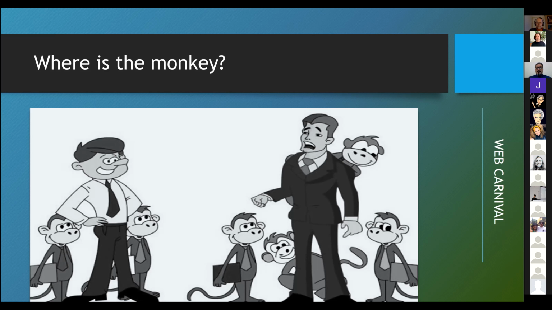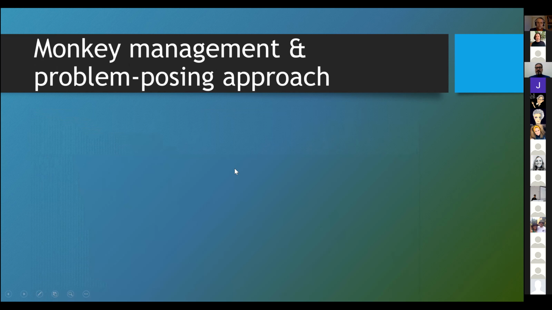Student expectations, my own language, my lesson plan, material, and lots of other things I have to consider. So if I take another monkey, it becomes like the man on the right. So I have a lot of monkeys to deal with, and it makes some problems for me as a teacher. But what is the relationship between monkey management and Freire's problem posing approach? It is this one.